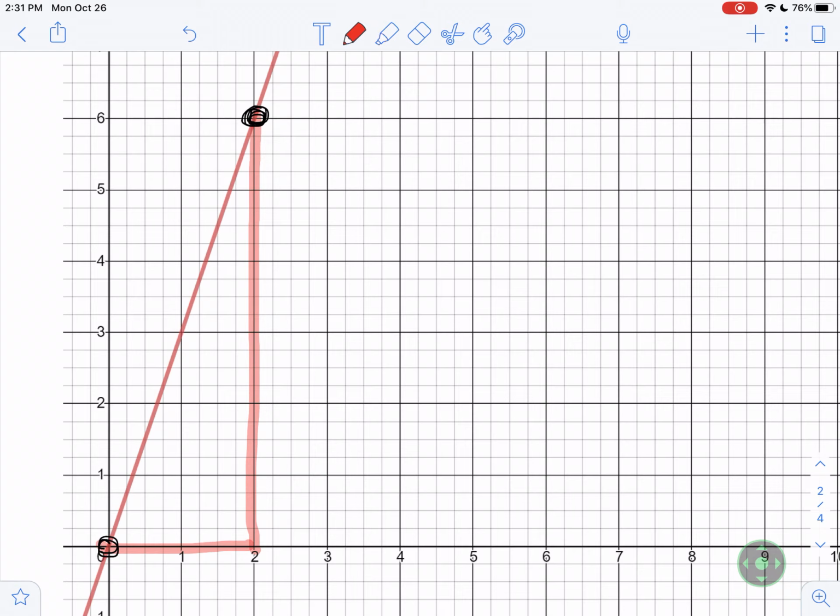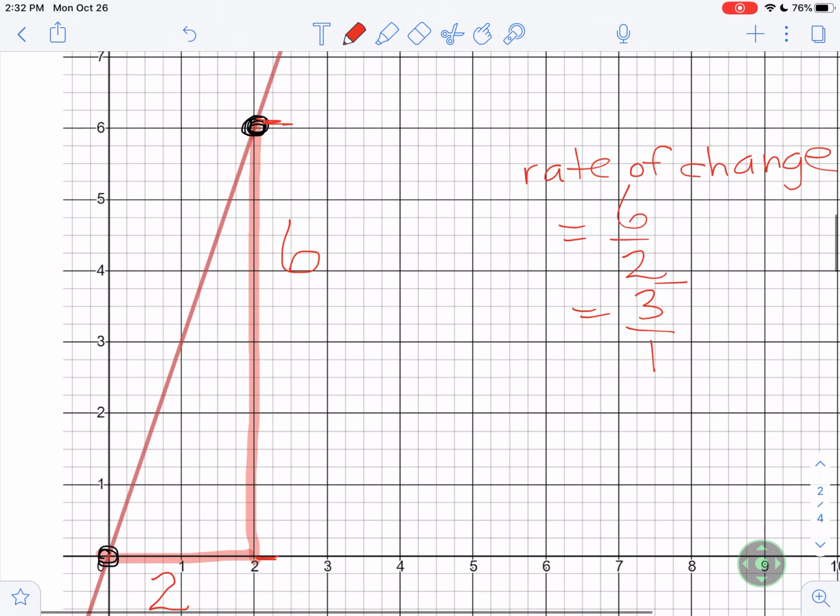And here the rise, it's going from 0 up to 6. So it's rising up 6 units, and its run is 2. So the rise over the run is 6 over 2. So that's what we call my rate of change. But of course, we're not going to leave that as 6 over 2. We know we can reduce that. 6 divided by 2 is 3, or 3 over 1 if we want to leave it as a fraction.